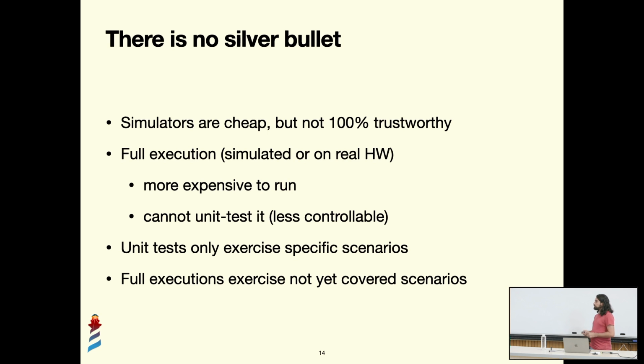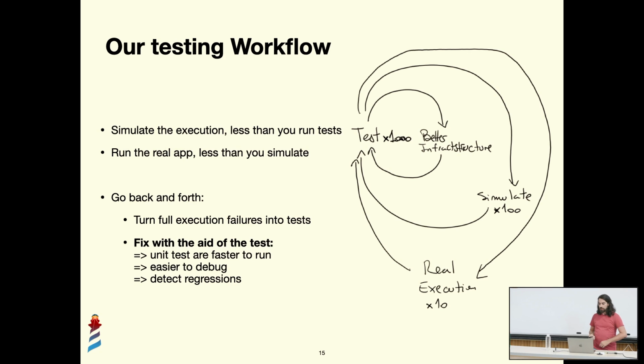Our unit tests really help us to exercise specific scenarios, and we use the full executions to cover not yet covered scenarios. Sometimes when we have a bug in the CI, we don't know what the bug is. Of course, if we knew what the bug is, we would have a unit test for that. So once we find the bug, we try to reproduce it, and we build a unit test for that.